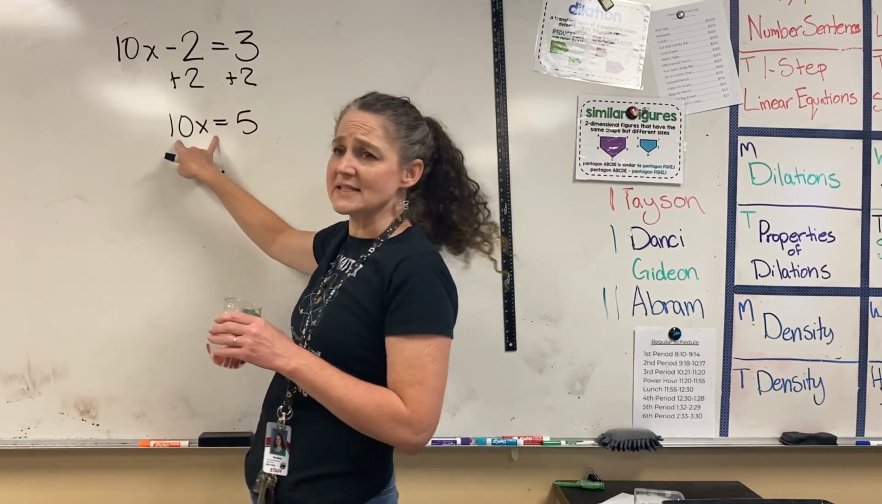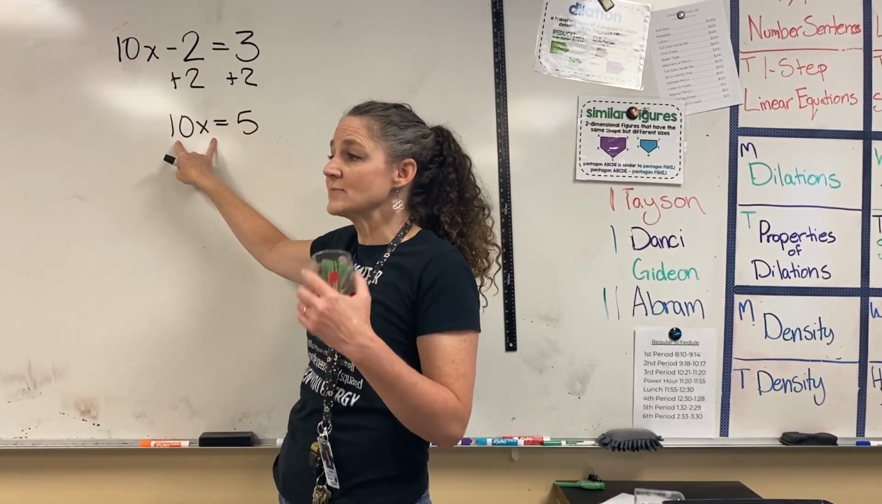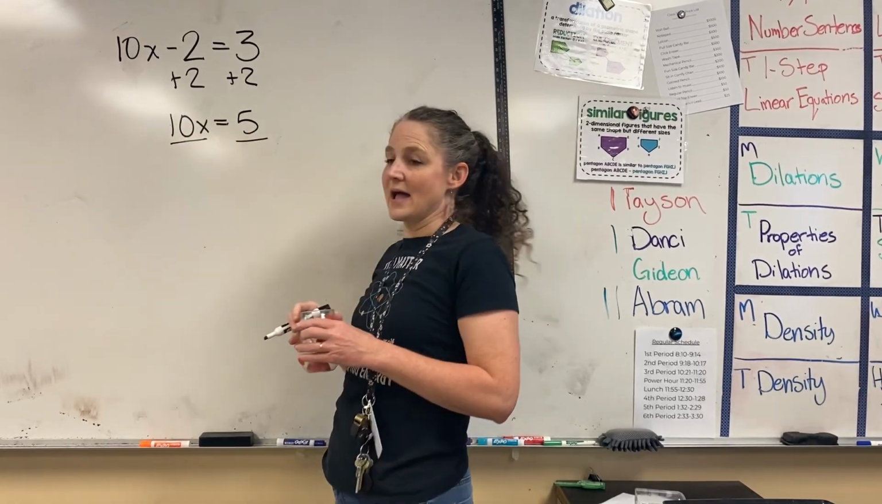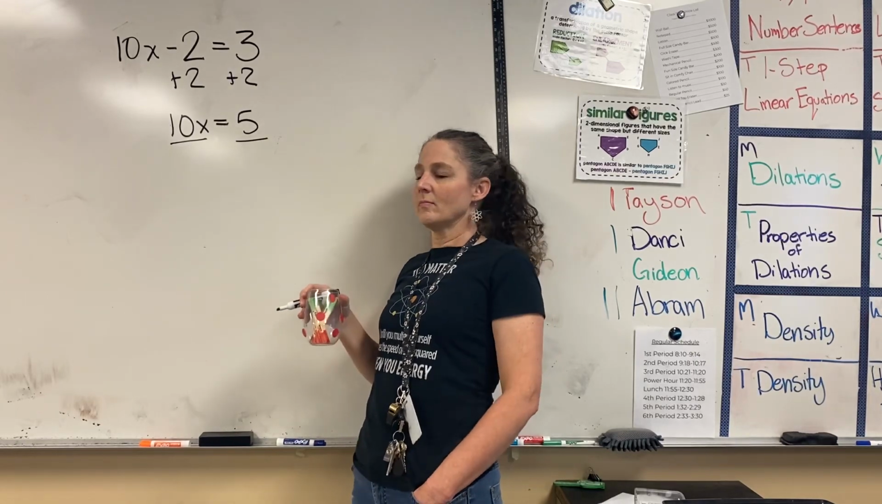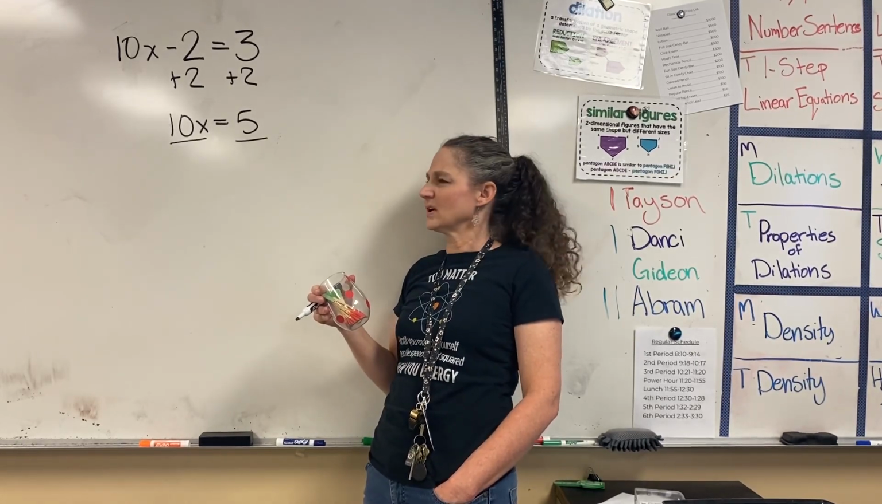What's being done to this x? It is being multiplied by 10. What undoes multiplication? Division. Whoa. What do I divide by? 10. I don't know. Why don't I divide by 5? It'd be so much prettier. Want to divide by 2?